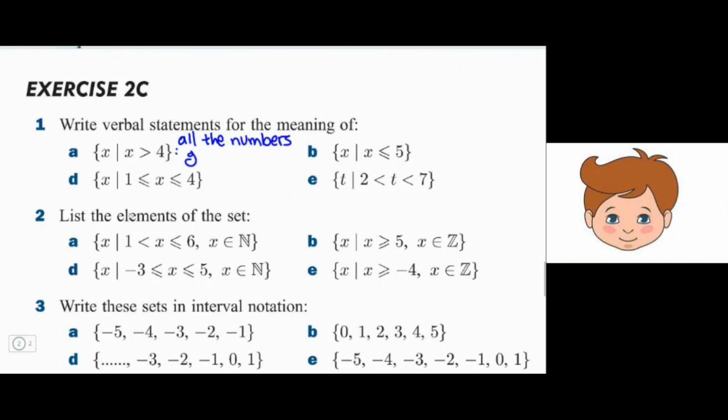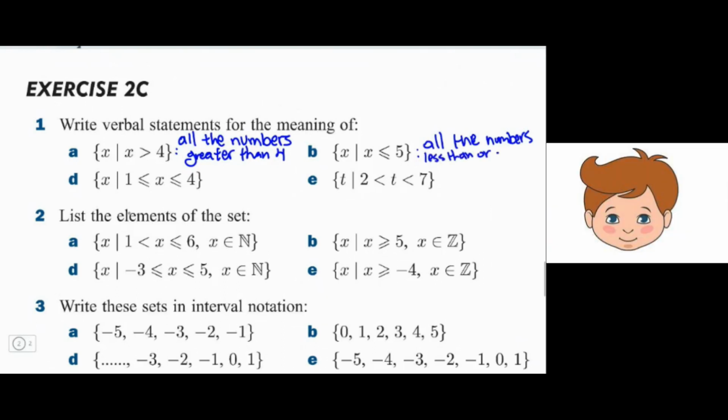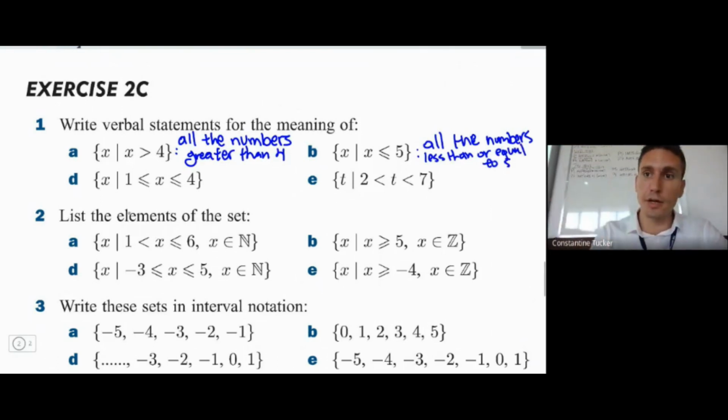Okay, and the other one, the B, is all the numbers below 5 including 5. Yes, so we have a special name for this, and I'll write down the special names. All the numbers less than or equal to 5. Mm-hmm. So let me just write down these notes here.